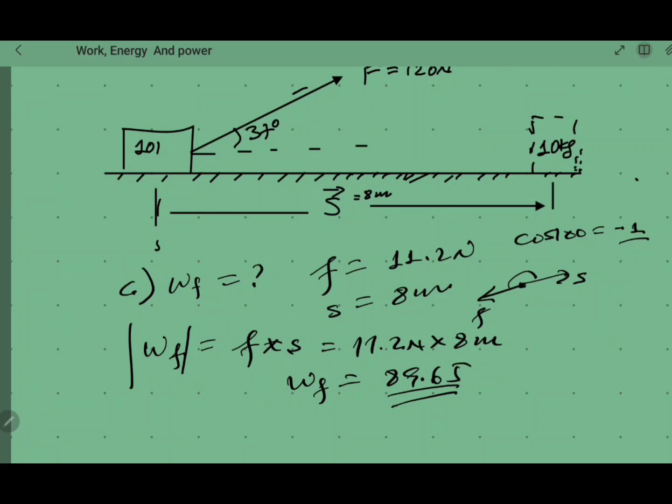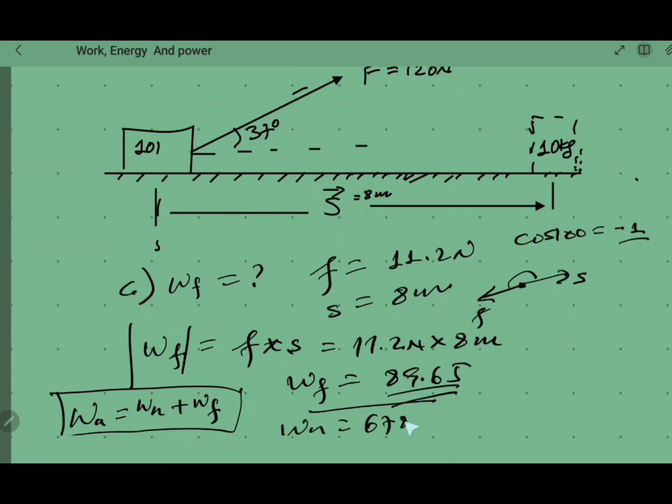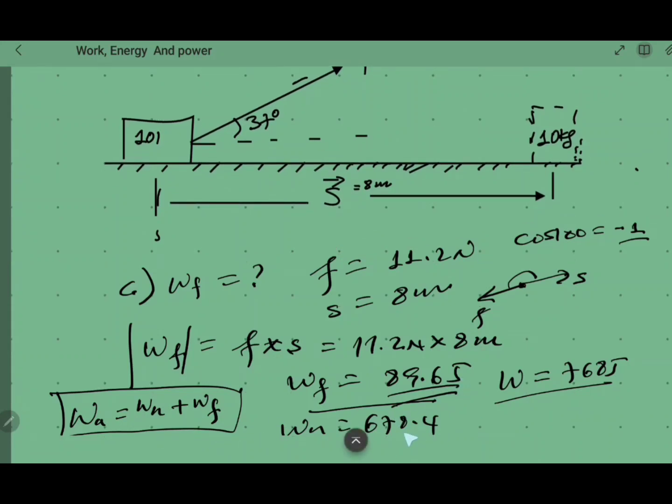So you can check this one. The work done by the applied force is equal to the work done by the net force plus the work done against friction. Check this one; this is your assignment. The work done against friction is this much, the work done by the net force we found earlier is 678.4, and the work done by the applied force was 768. Check whether the sum of the work done against friction and the work done by the net force is the same as the total one.